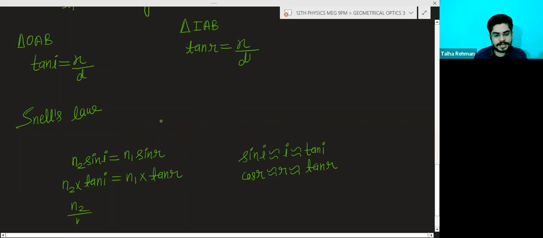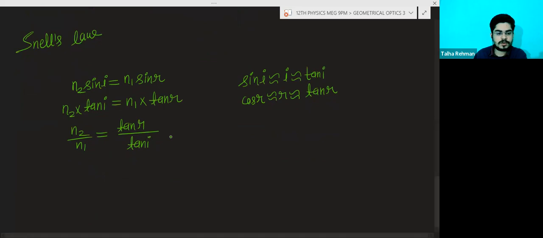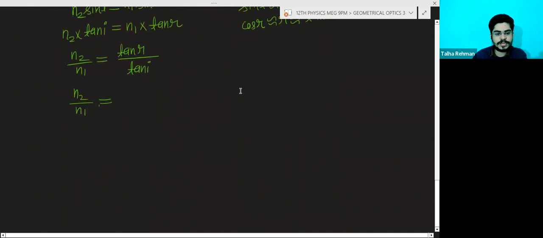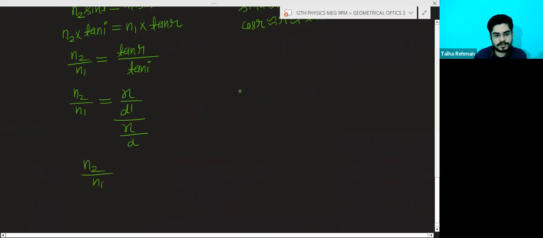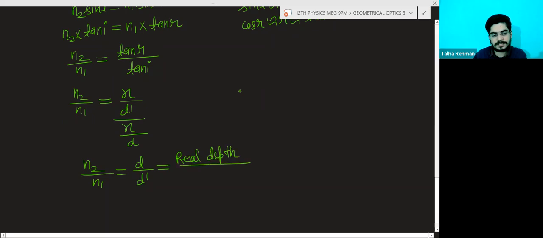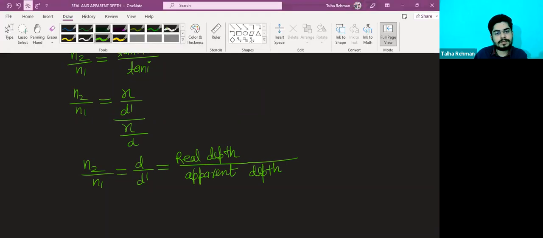Now N2 by N1 is equal to tan R by tan I. Tan R is x upon d dash, and tan I is x upon d. So finally you will get N2 by N1 equal to d by d dash. And d is the real depth of the object, divided by d dash, the apparent depth. So remember this.